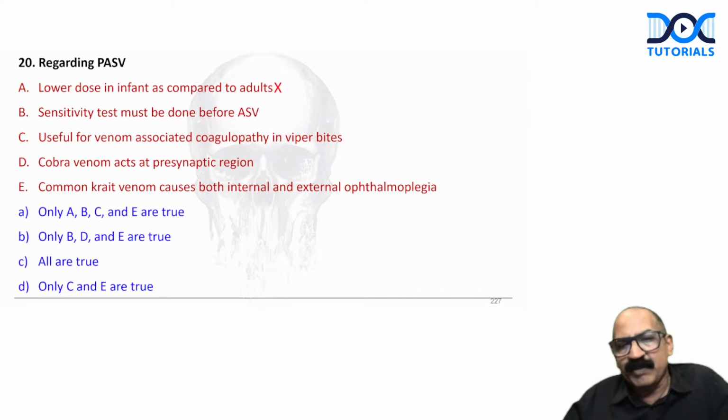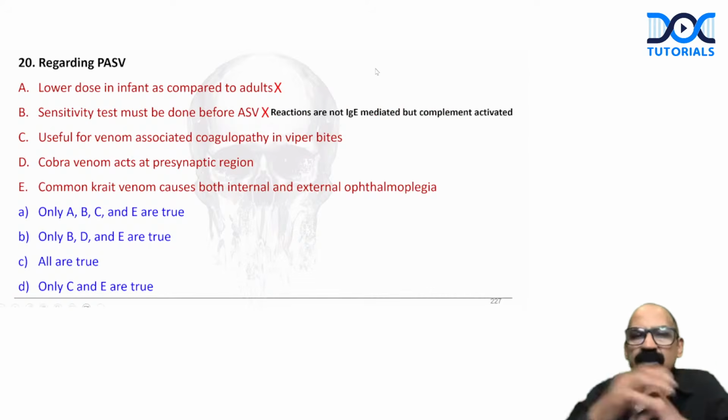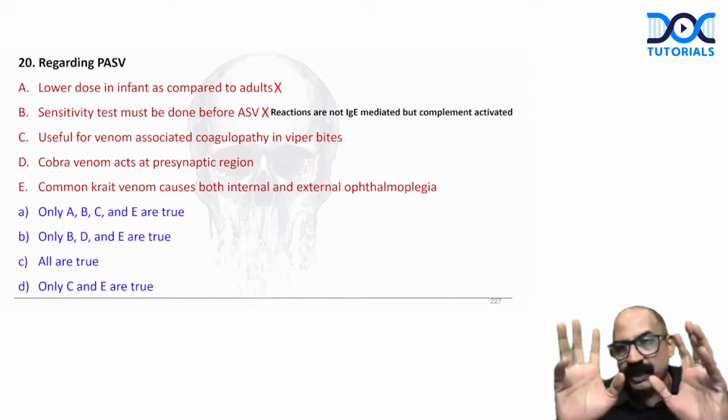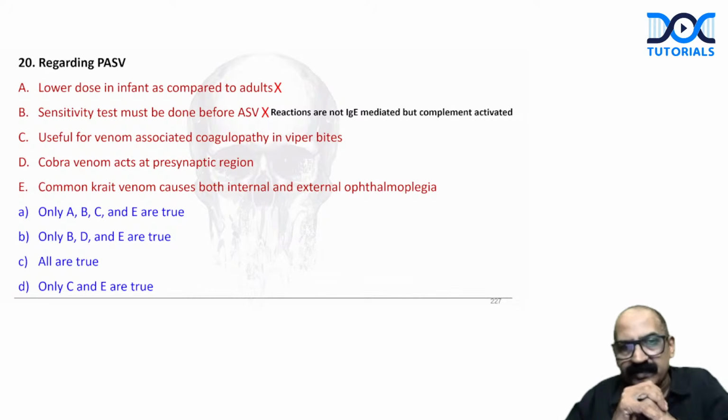Sensitivity test must be done before ASV. No need to do sensitivity test. That is mainly because it is not IgE mediated, but complement mediated. If at all the sensitivity reactions are there, it is not IgE mediated. So no use. Only thing, if reaction there, you counteract the reaction. Useful for venom associated coagulopathy in vipers.